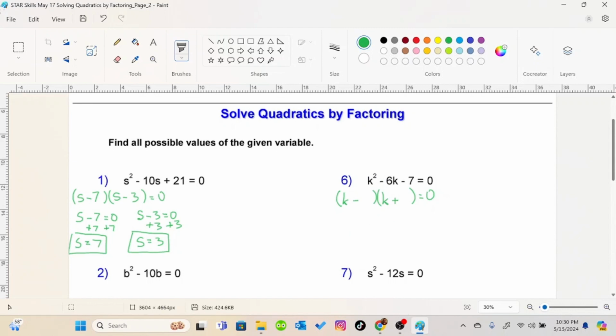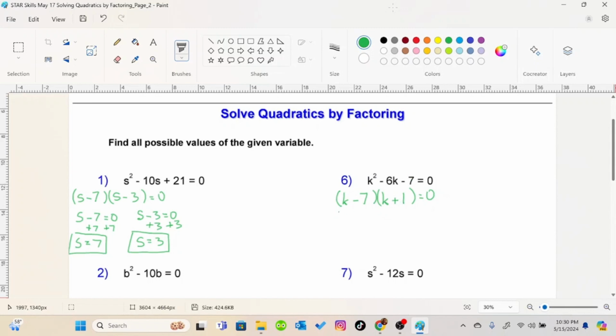Now I need numbers that multiply to -7 but add to -6. The only factors of 7 are 7 and 1. So I'm going to make the -7 and the +1. Now -7 times 1 is -7, and -7 plus 1 is -6.